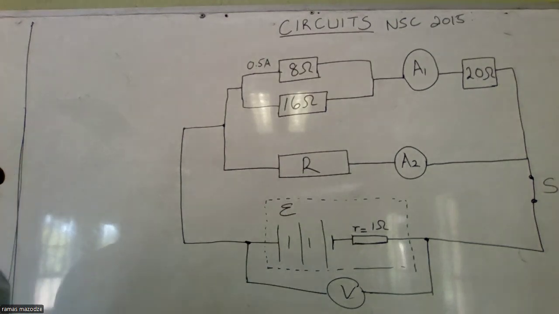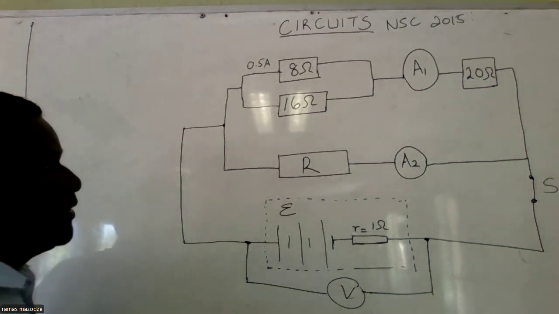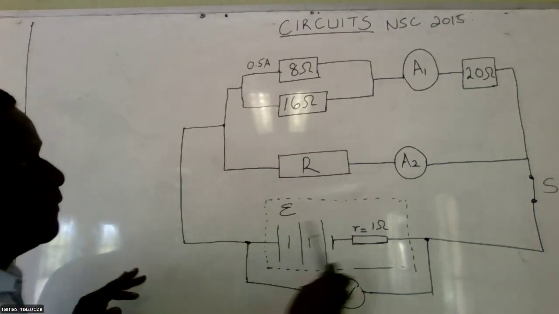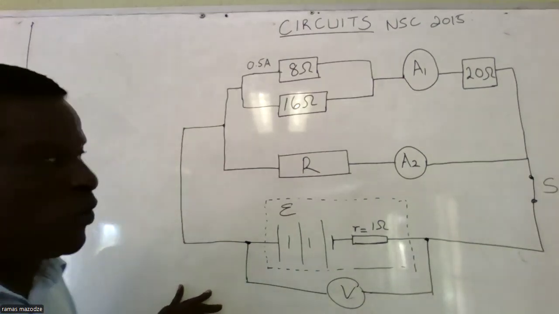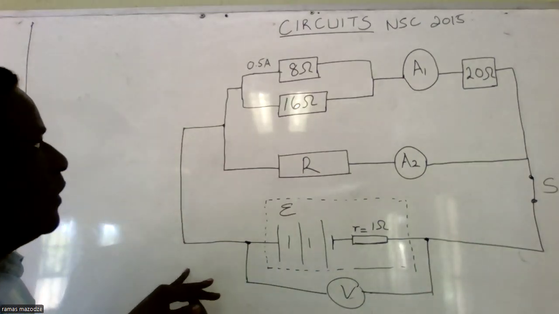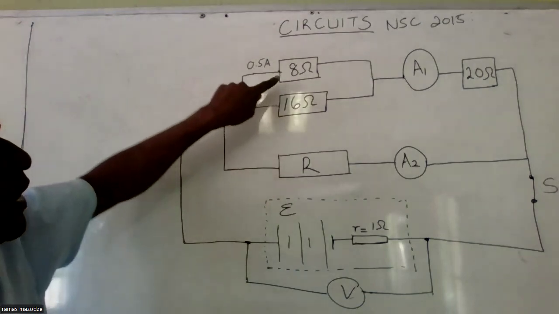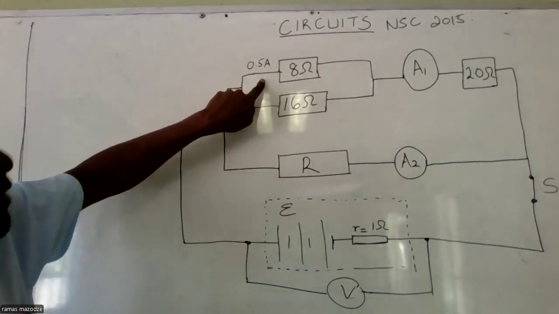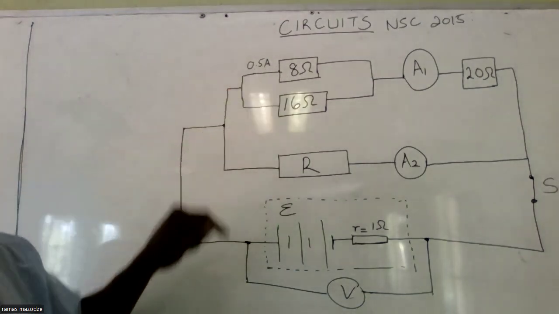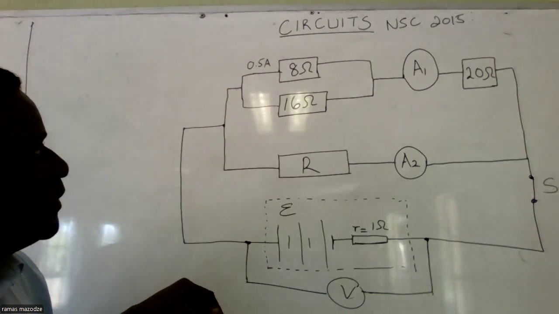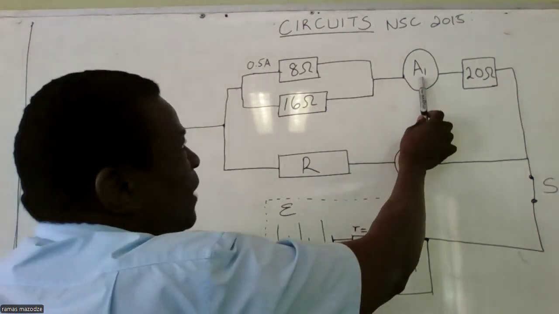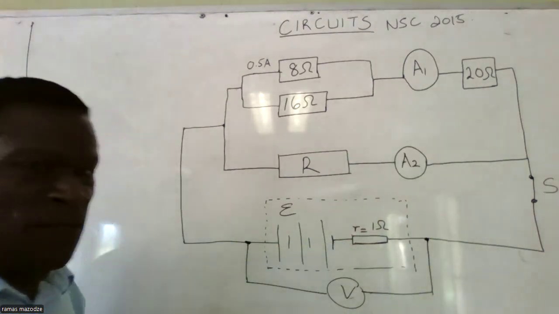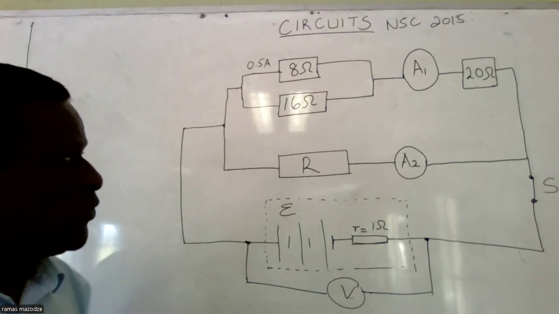this question is like, they say when the switch is closed, the current passing through that 8 ohm resistor is 0.5 amps. And we must try and find the ammeter reading. Right. So there's two things that we need to do first.